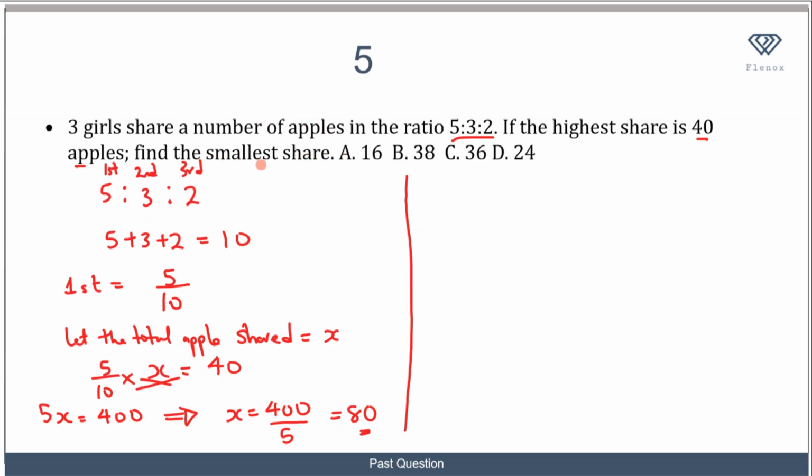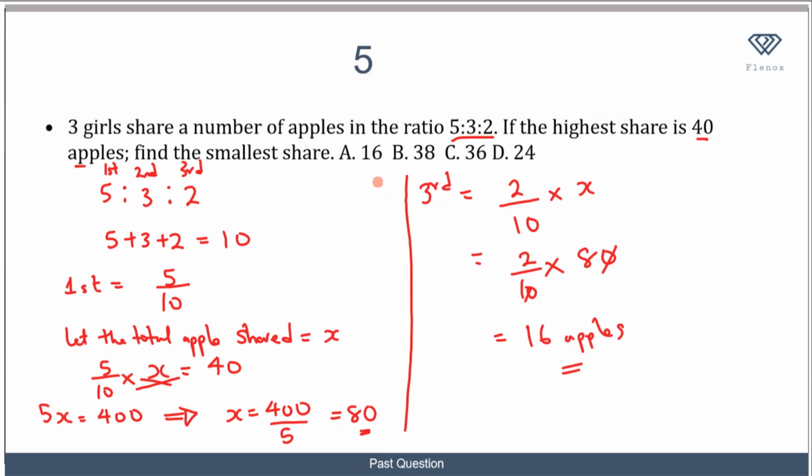So we know that the smallest share will belong to the third girl because she has the smallest proportion. So what will be the fraction of her share? Her fraction is just going to be her own proportion, which is 2 divided by the total proportion, which is 10. So she's going to receive 2/10 of the total number of apples, which we found to be 80. So what she will receive will be 2/10 times 80, and when we do that, we have what? 16 apples. So the answer here is equal to what?